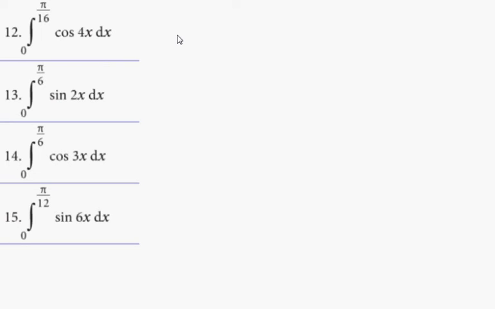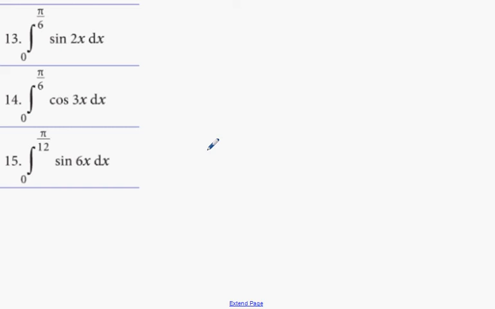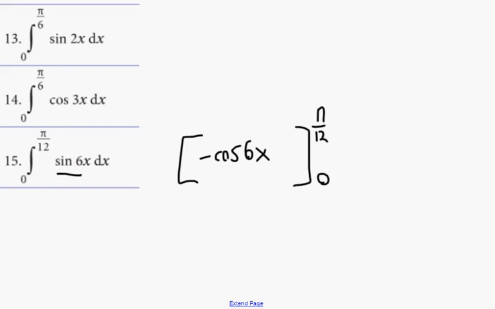So number 15 is integrate sine 6x with respect to x, okay? So what we do here is the limits stay on the outside as pi over 12 and 0, okay? And then when we do this, sine changes to minus cos. The 6x stays the same. Now, what you've got to do is differentiate the angle. Once you differentiate the angle, you get 6, and it's 1 over that. So over 6. Okay?